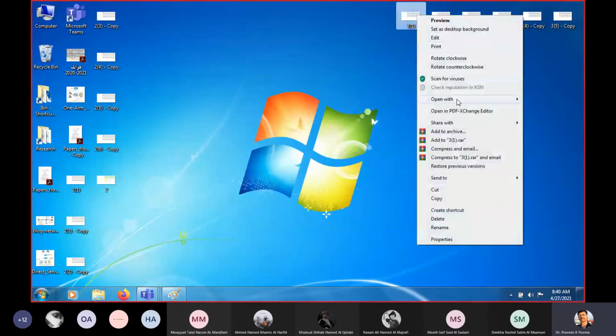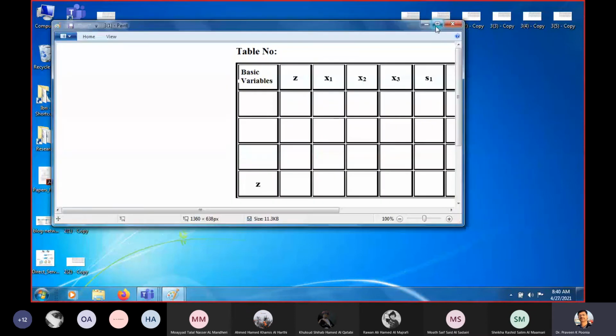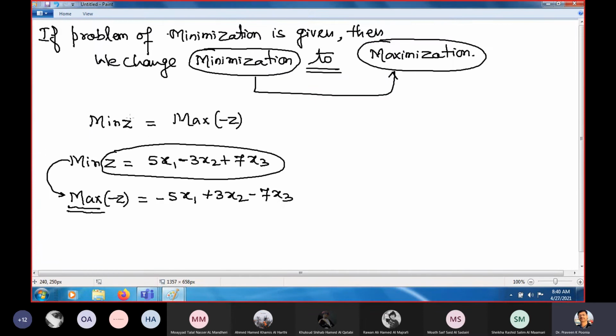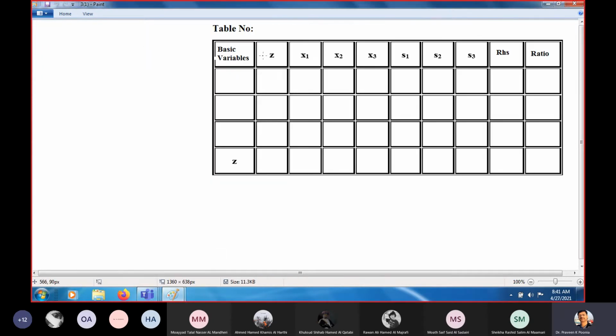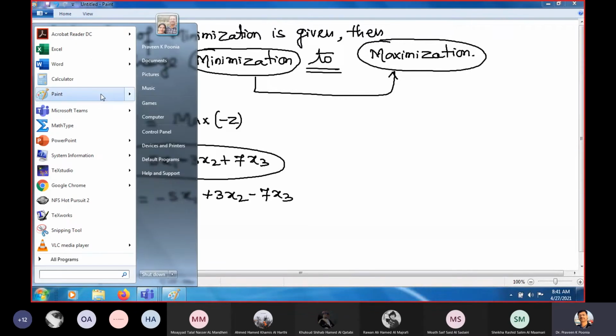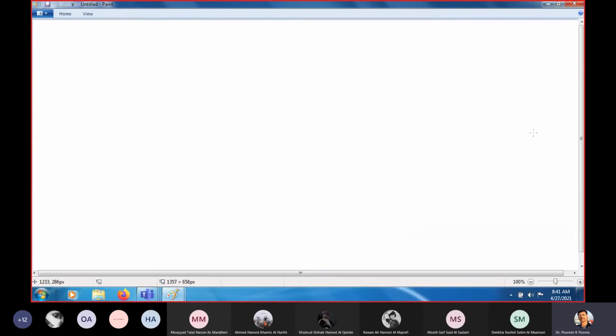Clear? If you see the table, previously we were making the table like this. But you can see here the variable is Z, but now we change the variable into minus Z. So in the table also, it will not be Z, it will be minus Z in case of minimization problems. Only this is the change. Rest of the things are the same. There is no change in the procedure.